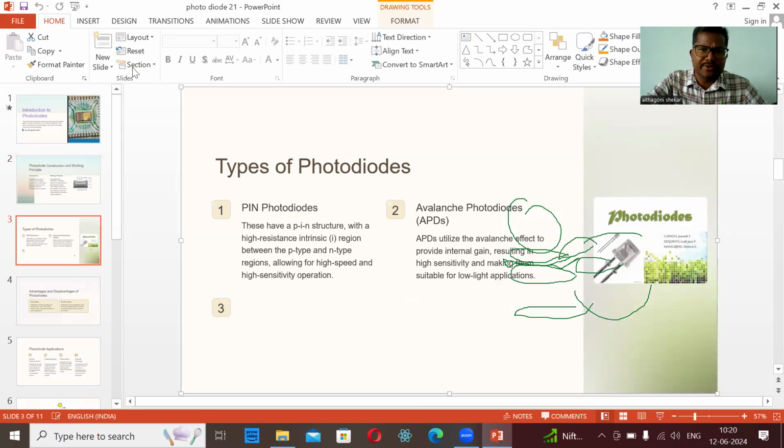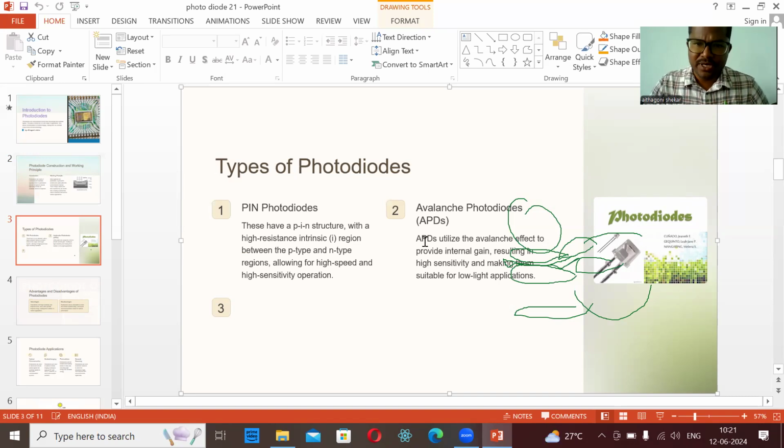Types of photodiode. There are two types of photodiode: one is the PIN photodiode and the second is the avalanche photodiode. The PIN photodiode is a general photodiode, where P means P-type semiconductor, N means N-type semiconductor, and I means intrinsic semiconductor. The intrinsic semiconductor is sandwiched between the P-type and N-type semiconductors. This type is the PIN photodiode.